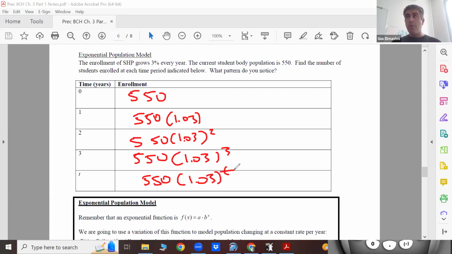1.3 times 1.3 raised to the t power. So the usefulness of this is, say, in finances, it's very useful, right? Say you've got money in a college fund or you're investing money, and you want to know how much money you have after 20 years.